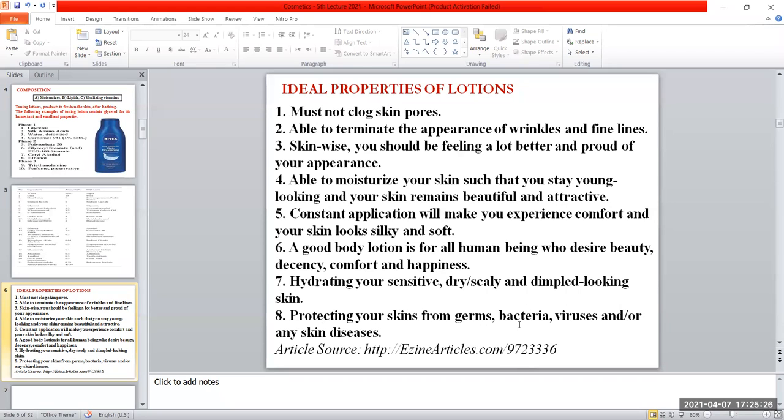كمان it protects your skin from germs, bacteria, viruses and any skin disease. Keeping your skin moist all the time and preventing the dryness of your skin, that on the other side will keep your skin safe, will keep your skin free from any diseases. لأن هو مش هيبقى فيه عندنا dryness في السكين، no cracked skin، مش هيبقى فيه cut skin، مش هيبقى فيه skin cracked ومفتح، يعني يسهل الـ invasion of the bacteria and the germs inside the skin with colonization and the appearance of any skin diseases. دي الـ ideal properties of lotions واللي لازم تكون available in every lotion being used.